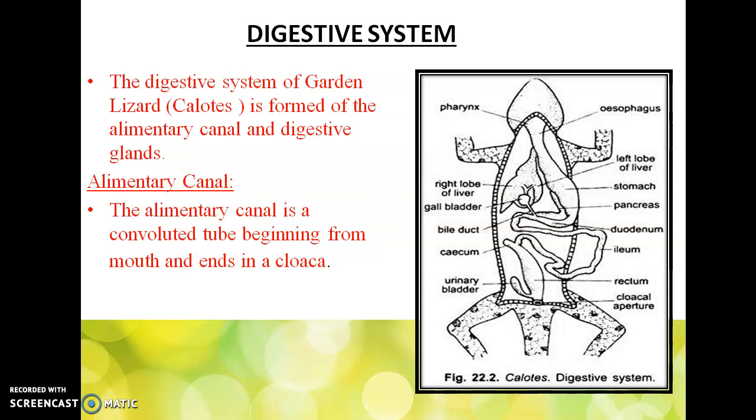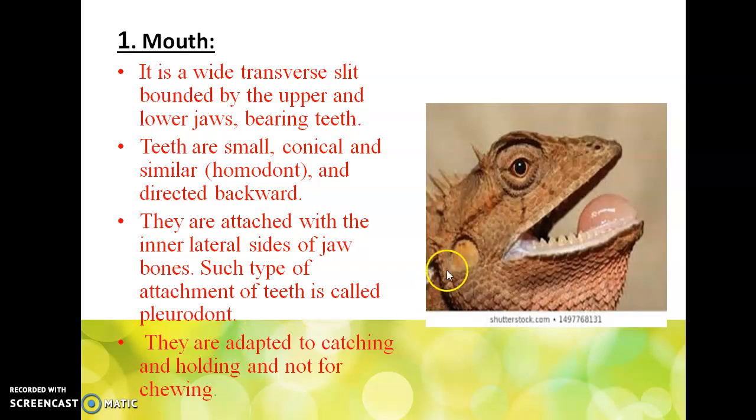So let's move to the details of each part. The alimentary canal always starts with the mouth. It is a wide transverse slit, bounded by an upper and a lower jaw. What about the teeth? The teeth are very small, conical and similar, meaning teeth of similar size and type are seen in the mouth. That means homodont dentition can be seen in the mouth of Calotes, and mainly in reptiles.